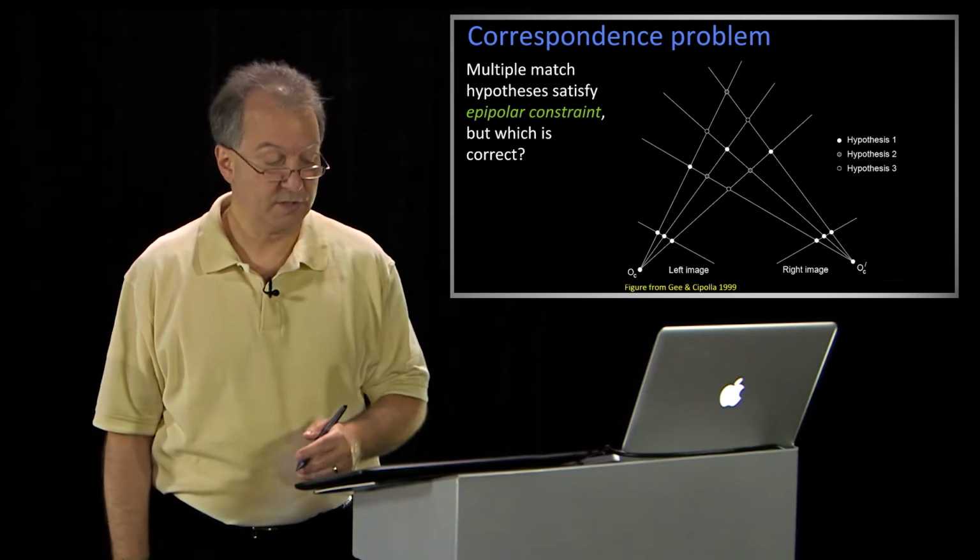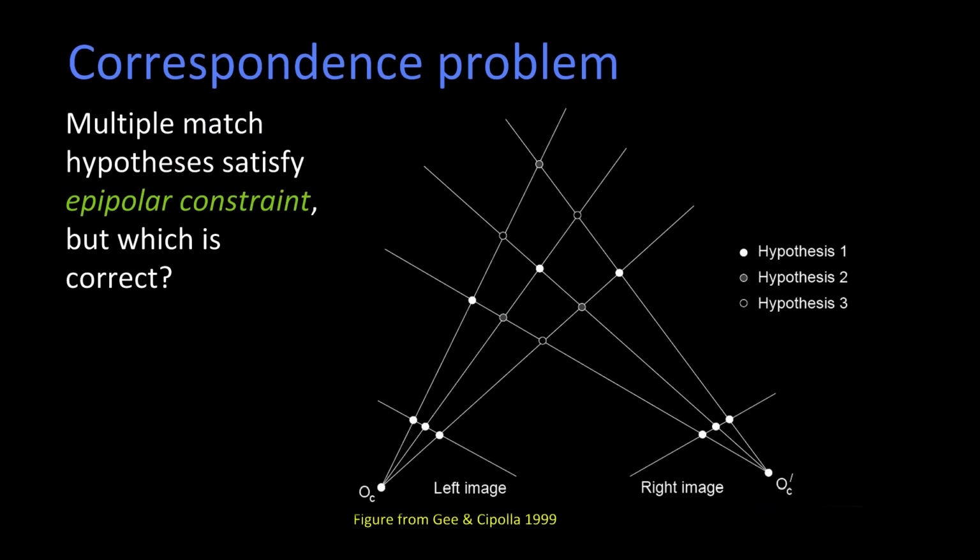So what is the correspondence problem? Well, basically, the epipolar constraint constrains what our solution is, but it doesn't solve our solution. So here we have a bunch of points in the left image, and we know they lie along the epipolar line in the right image, but the question is, what are the matches? And here in hypothesis 1, 2, and 3, coded in gray here, you can see these are different possible matches.